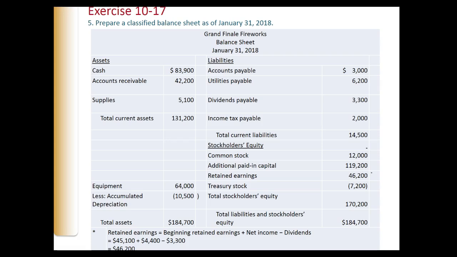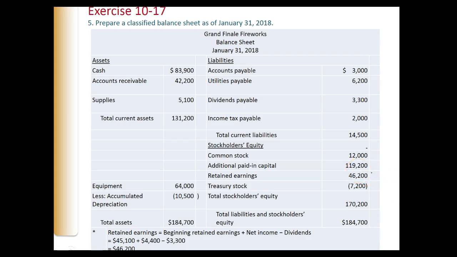The balance sheet can be created from our adjusted trial balance. Now, we know that our income statement is going to be added to our retained earnings. So our retained earnings is the beginning balance of retained earnings plus our net income minus the dividends that were paid gives us our ending retained earnings balance of $46,200.